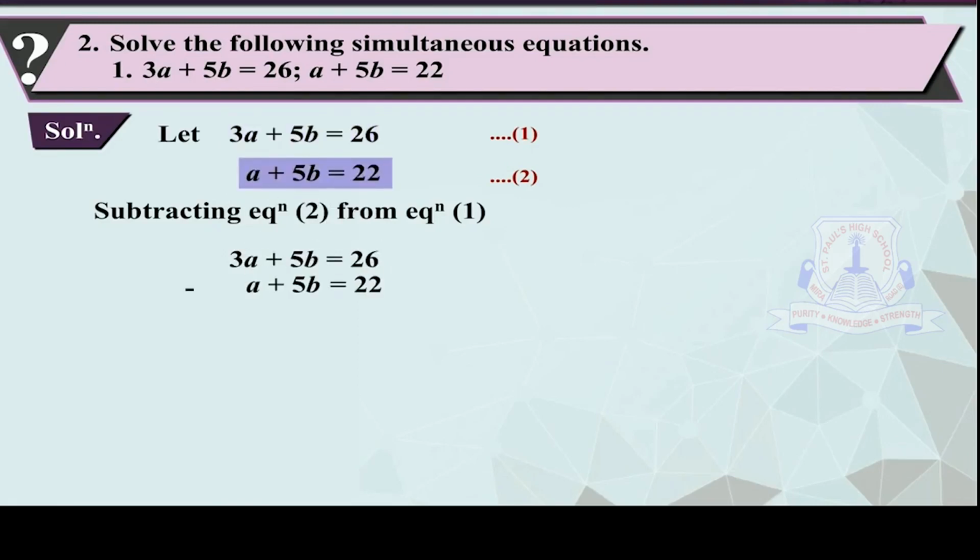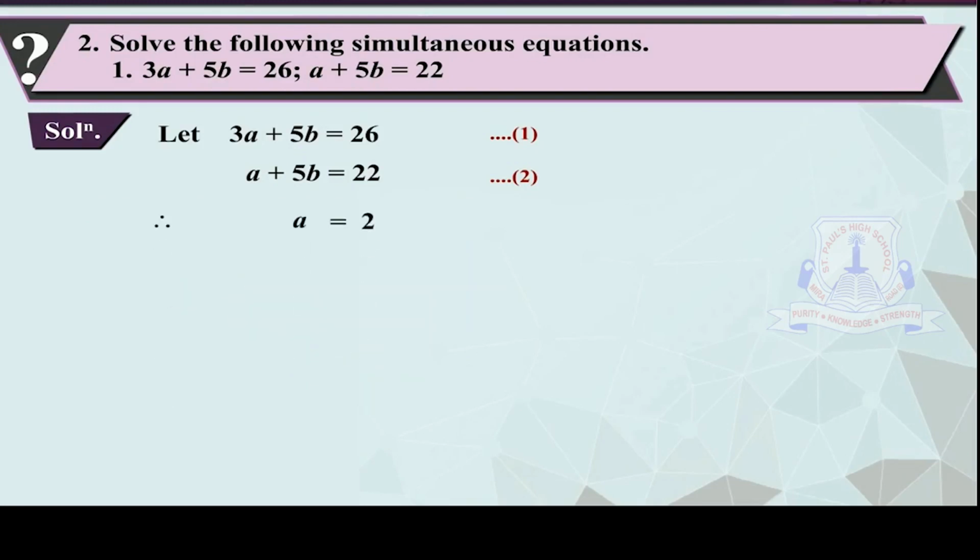We have to change sign of equation 2, which becomes 3a minus a is equal to 2a. 5b minus 5b will get cancelled and 26 minus 22 will be 4. So we will get 2a is equal to 4. Therefore, a is equal to 4 upon 2. A is equal to 2.